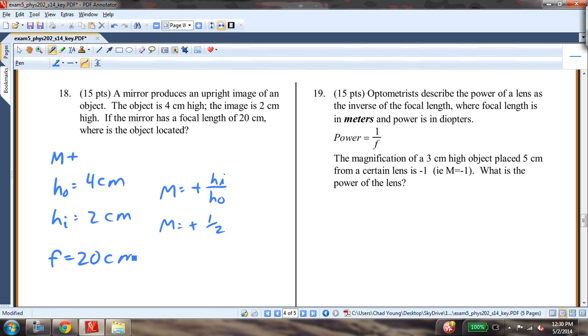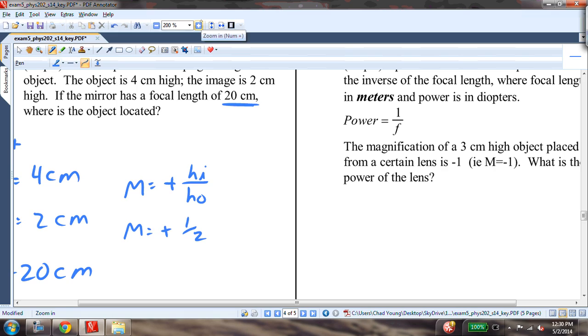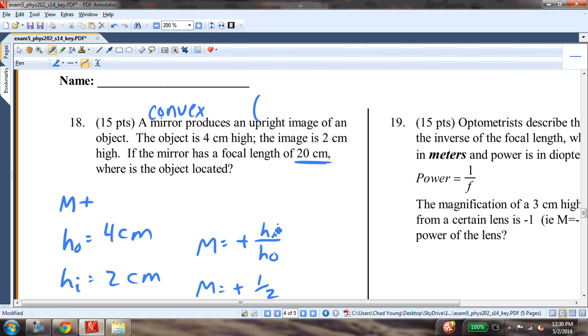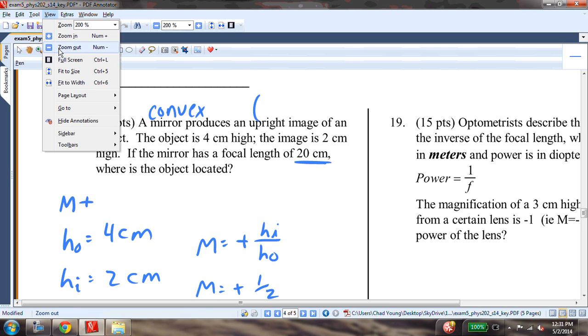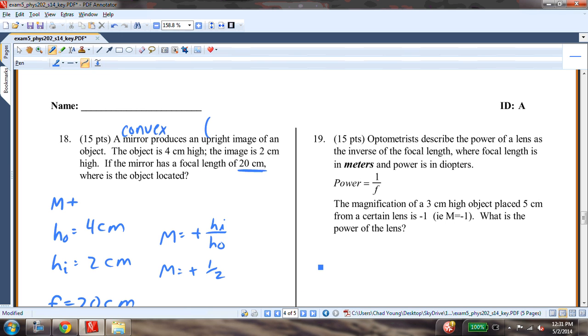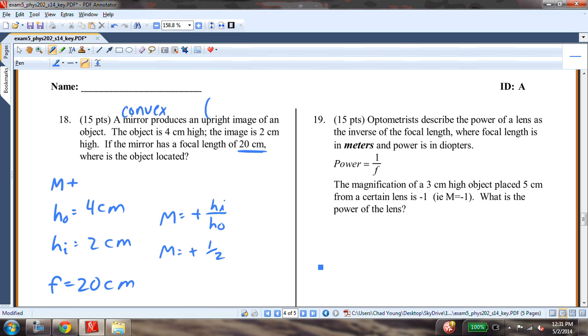All right, I want to ask myself, is this going to be positive or negative, or what type of mirror is this? This has to be a convex mirror because that is like a security mirror because it's an upright image. An upright image that is smaller. That is a convex mirror. It is also a virtual image. So that tells me that my focal length is a negative 20 because convex mirrors have a negative focal length.